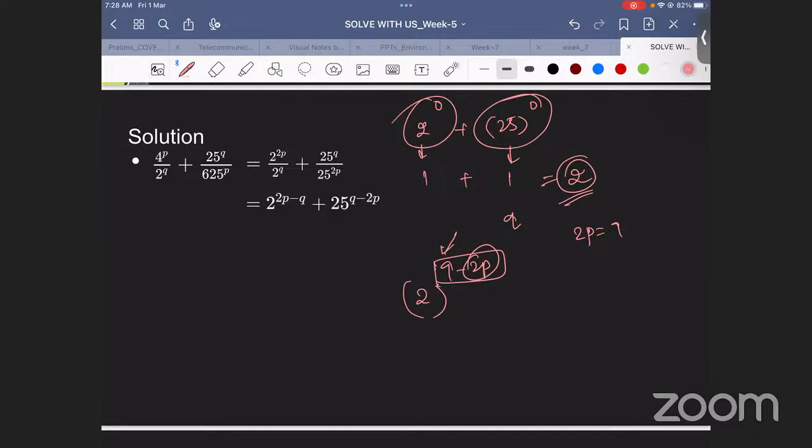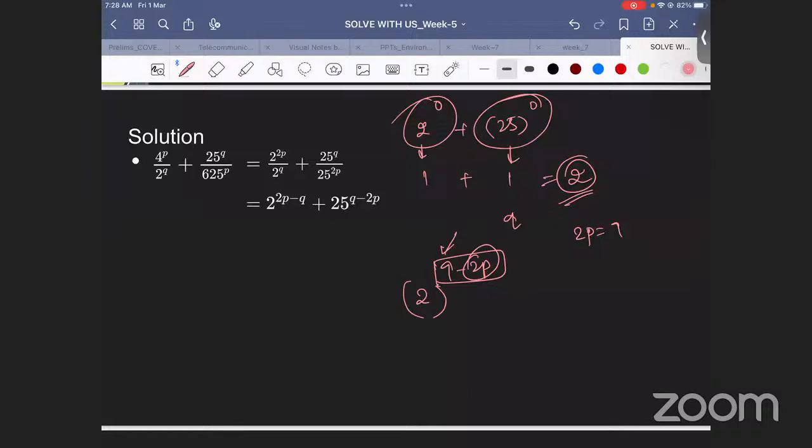Okay, because in the end it is getting cancelled. If it was not getting cancelled, if it was not equal to 0, then you would have thought like that. Is it clear?